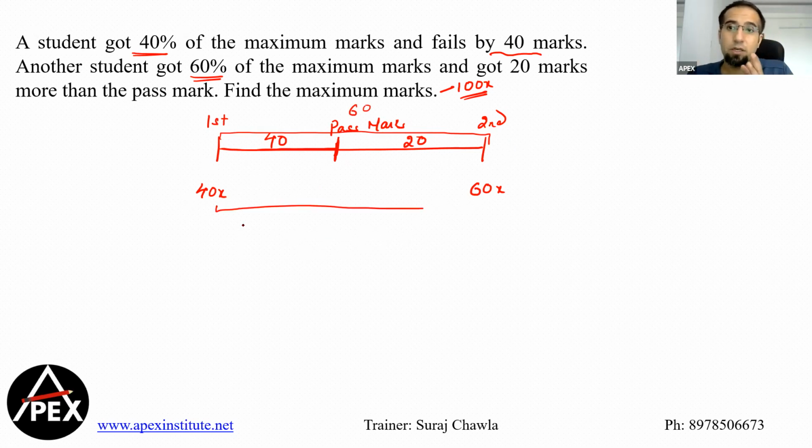Understand the logic. Don't just memorize the shortcut. From pass marks I got 40 less. From pass marks I got 20 more. So the gap is 60. In terms of percentage, this guy is 40% of total, this guy is 60% of total. So the gap is 20% of total.